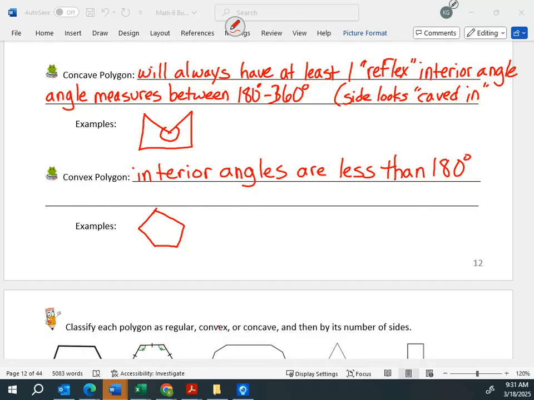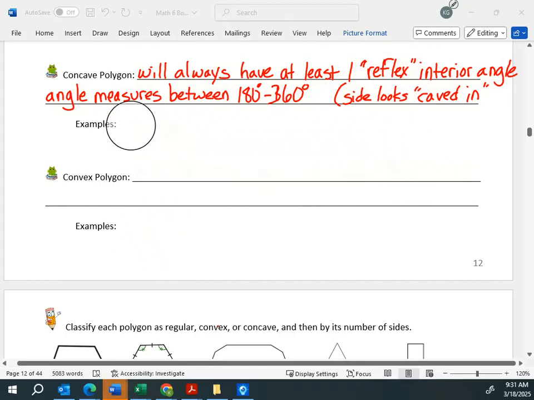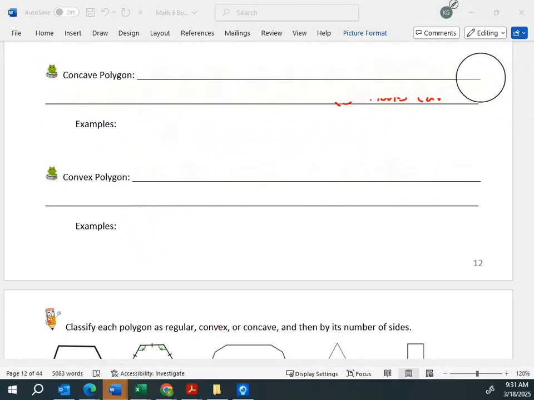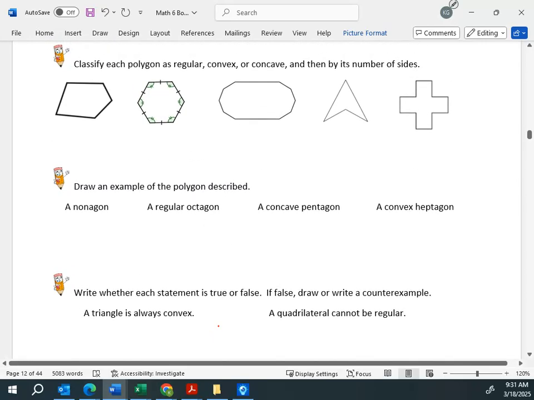So, on our work page, it says classify each polygon as regular, convex, or concave, and then by its number of sides. So we're going to have two words we have to write. Regular, convex, concave, and then write the name of the polygon. Classify it. So let's look at our first one.